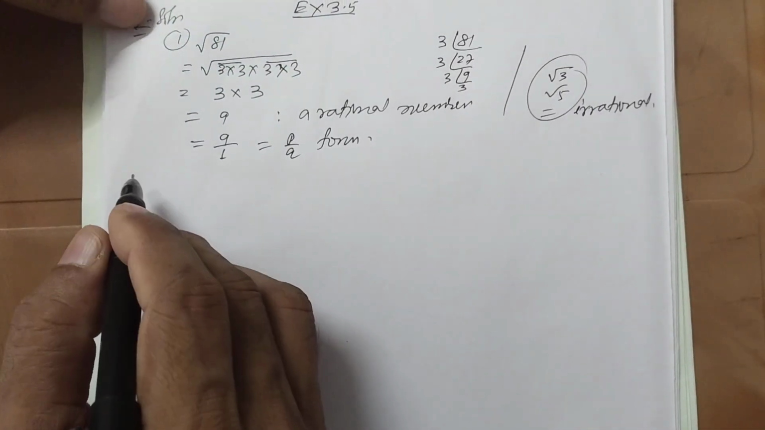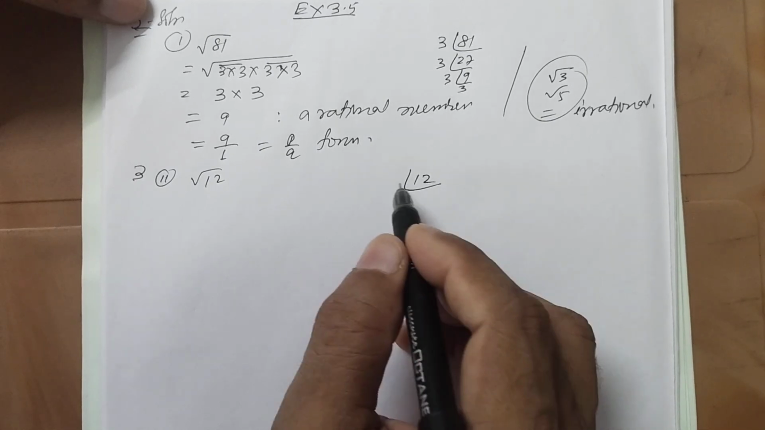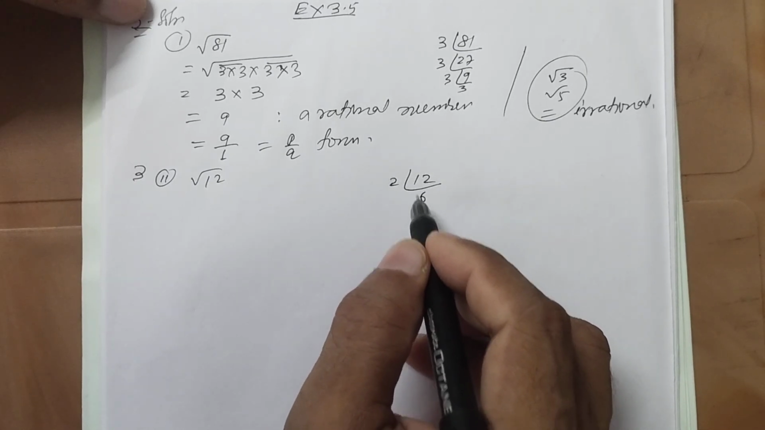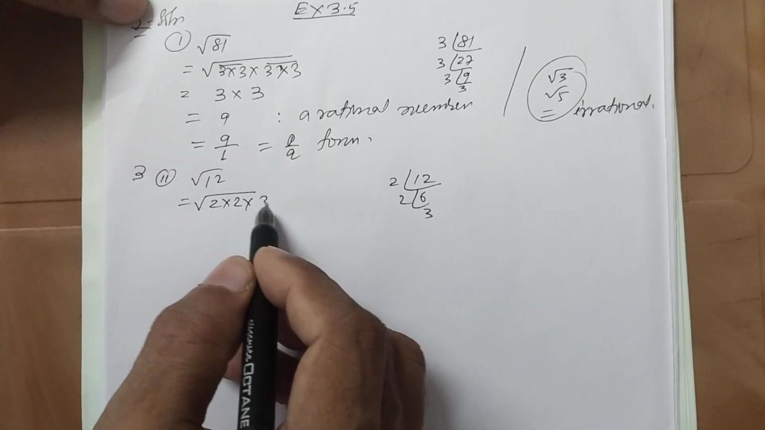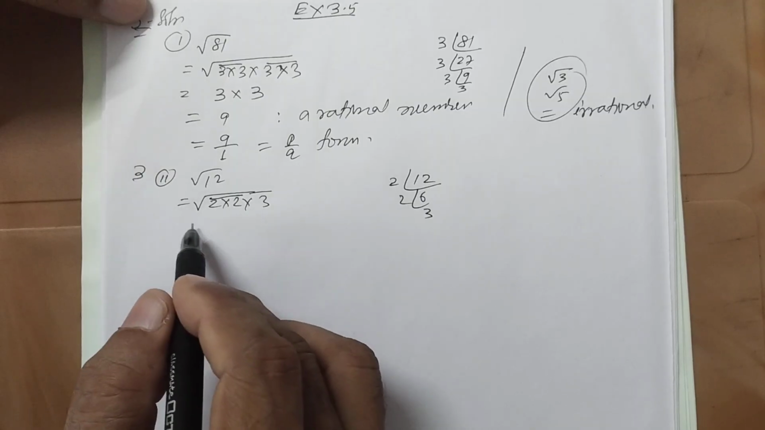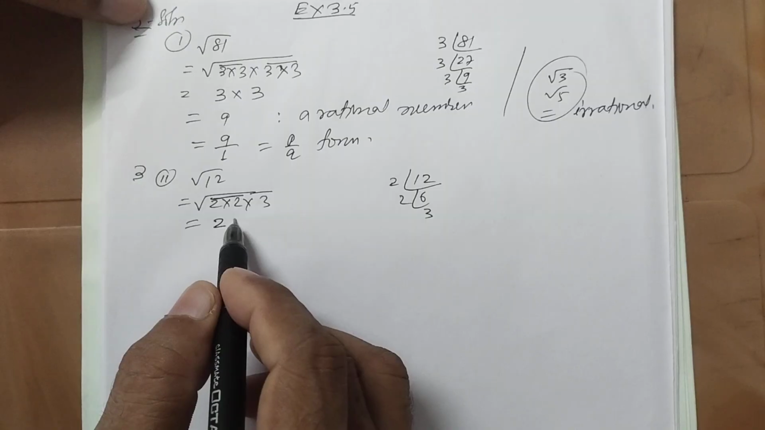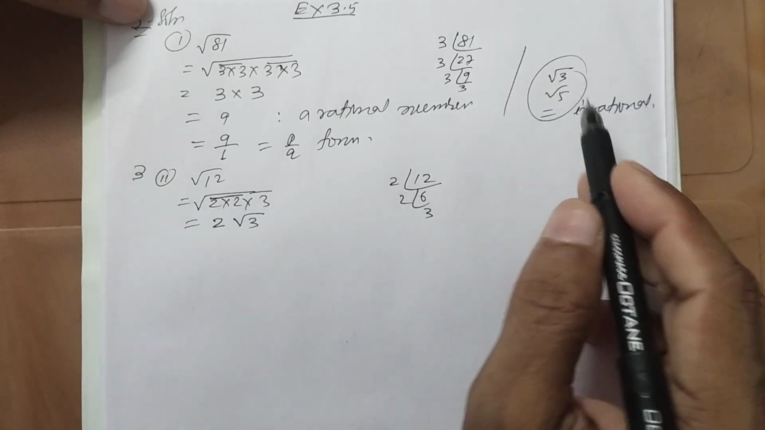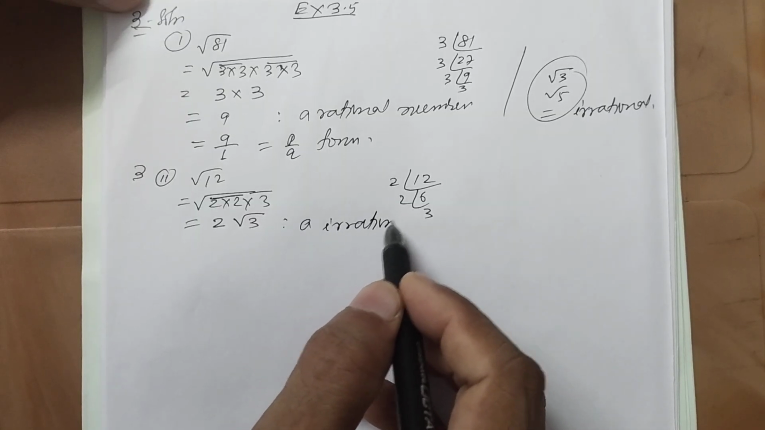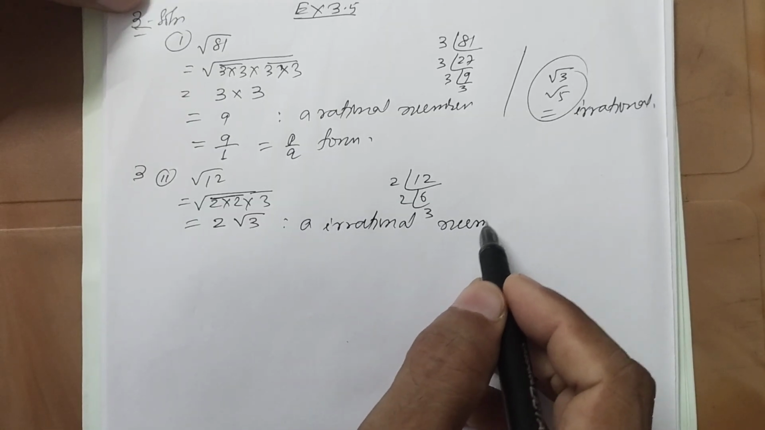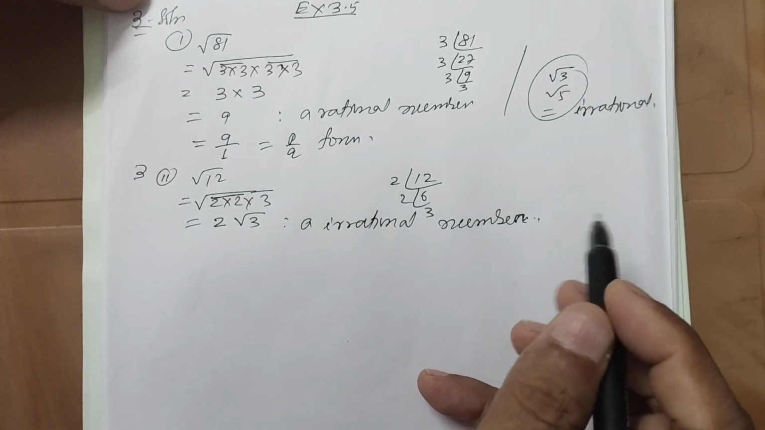Then the second question, question number 3, part 2, root over 12. 12 can be divided by 2 to get 6, then 2 to get 3, so it can be written as 2 into 2 into 3. And 2 and 2 can make one pair, and from one pair you can take out one factor, and root 3 will remain. Since the root remains, it is an irrational number. We have discussed that irrational numbers are neither terminating nor recurring decimals.